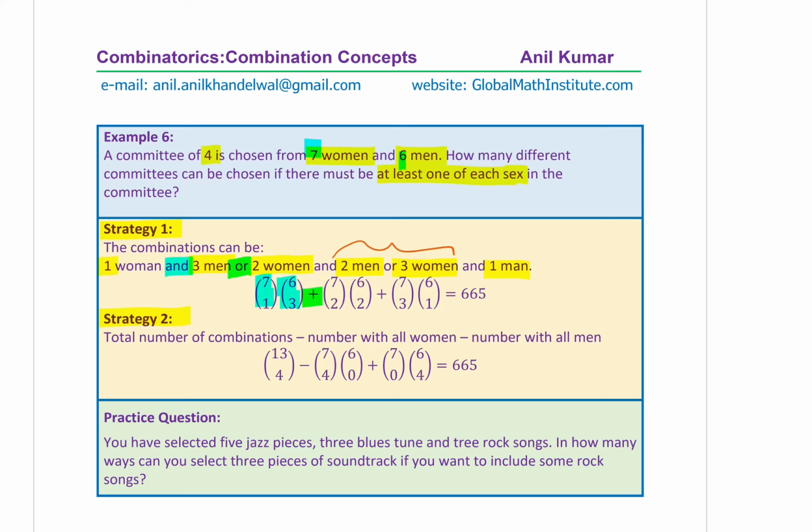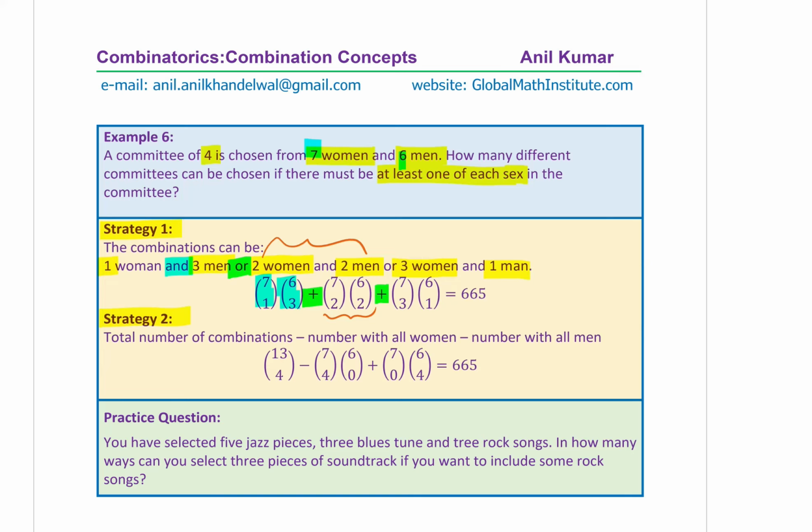Oh, sorry, it is not this group. Sorry. 2 women and 2 men. This is the one, correct. 2 women and 2 men. So 2 women from 7, 7 choose 2, and then 6 choose 2. So that gives you the second choice. Or means add. Do you see that?